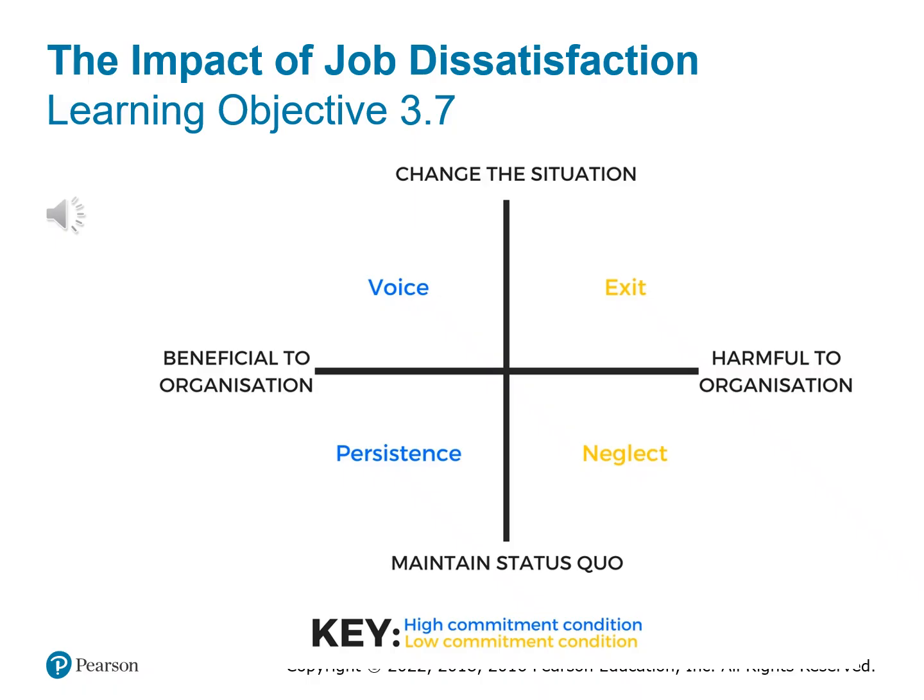Job embeddedness refers to the combined forces that keep an individual from leaving their current job. It includes factors like personal connections, community ties, and the perceived cost of leaving. High levels of job embeddedness result in an increased commitment to the organization and can be closely linked to job satisfaction, overall well-being, and the reduced probability of turnover.